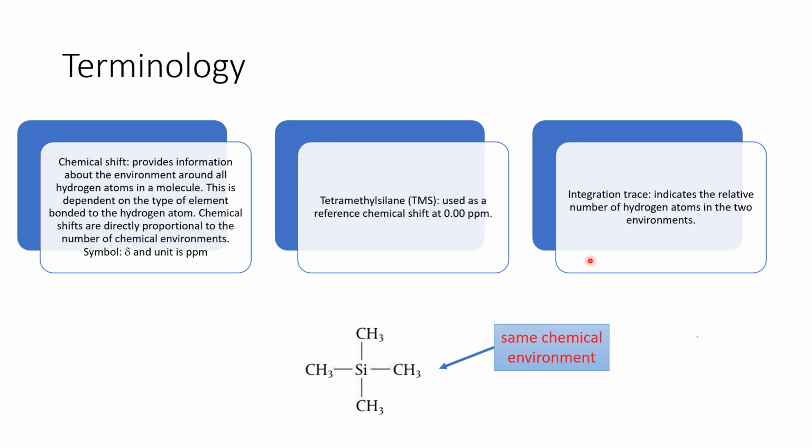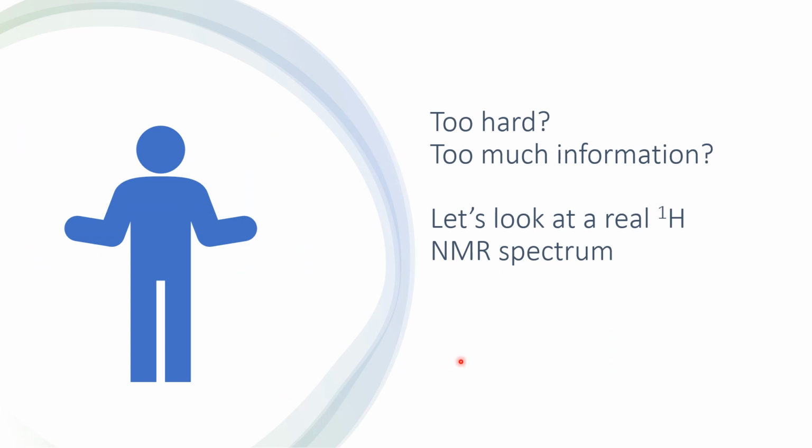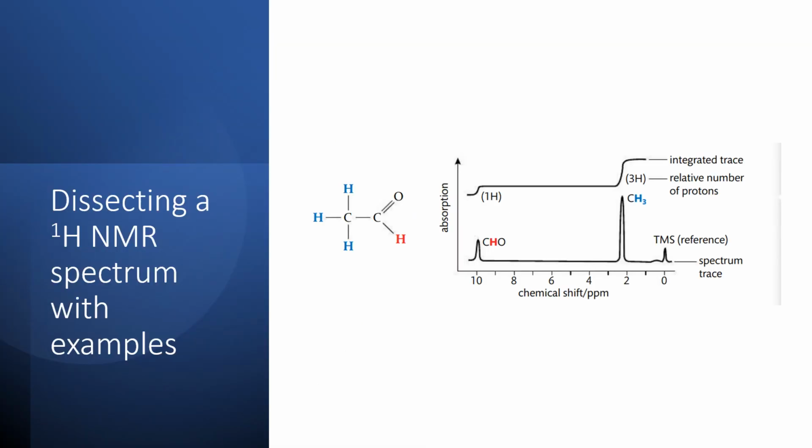The third terminology that I'd like you to understand is the integration trace, which indicates the relative number of hydrogen atoms in the two environments. Now, I know this sounds like a lot of information and a lot to take in. So let's look at a real proton NMR spectrum to show you.